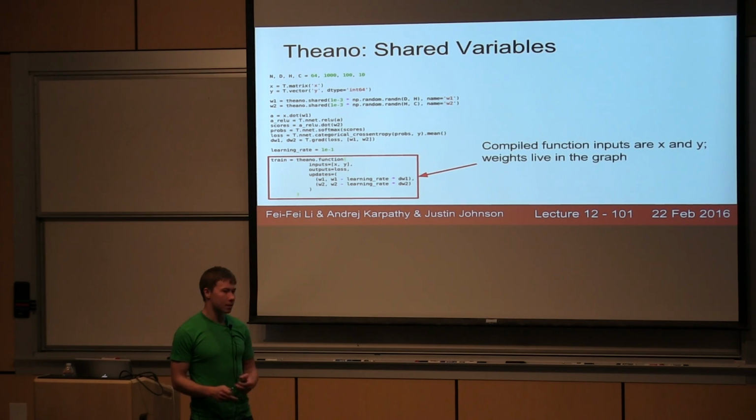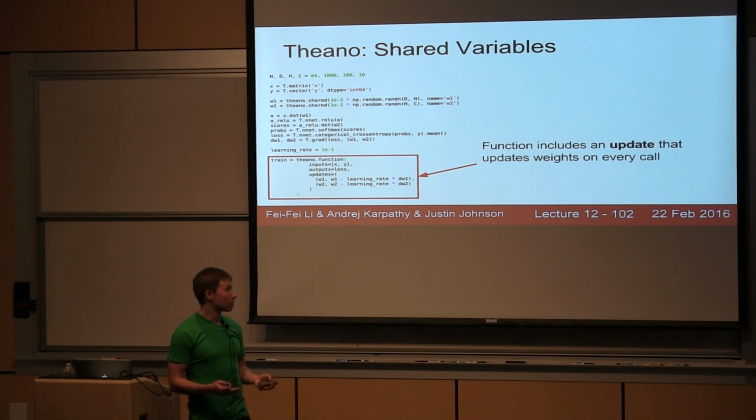But now the difference is in how we define our function. So now this compiled function does not receive the weights as inputs, because those actually live inside the computational graph. Instead, we just receive the data and the labels. And now we are going to output the loss rather than outputting the gradients explicitly. And instead, we actually provide these update rules that should be run every time the function is called. So these update rules, notice, are little functions that operate on these symbolic variables. This is just saying that we should make these gradient descent steps to update W1 and W2 every time we run this computational graph.